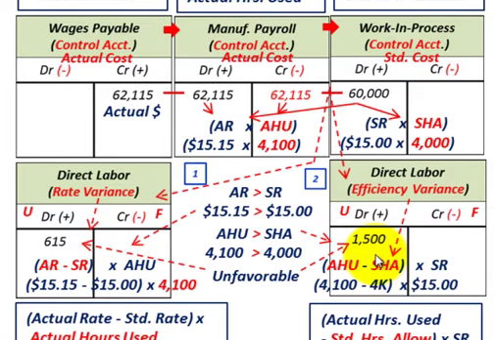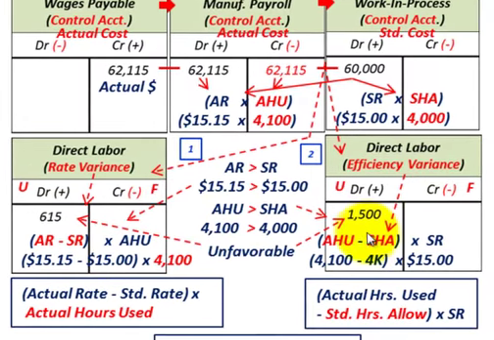Okay, so let's just go over these accounts one more time so you understand what's in them. If we're looking at our direct labor efficiency variances, that is your actual hours used.